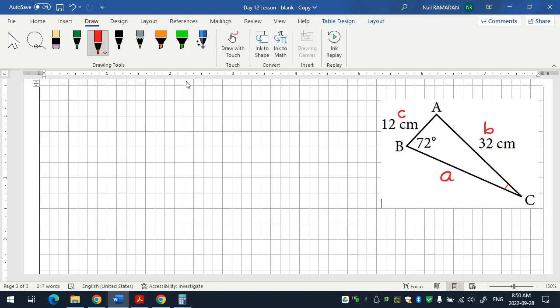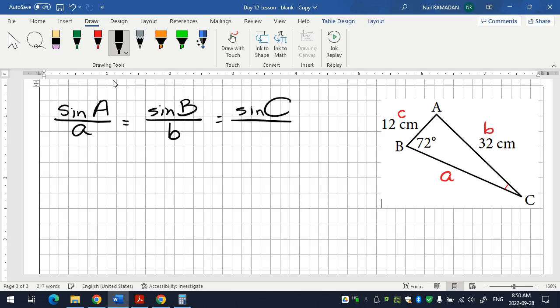Okay, I labeled. I'm done labeling. What's my next step? Write the equation for the sine law. Write your attack plan. So let's do this. Sine, what do we have? ABC. All right, sine A over a equals sine B over b equals sine C over c.